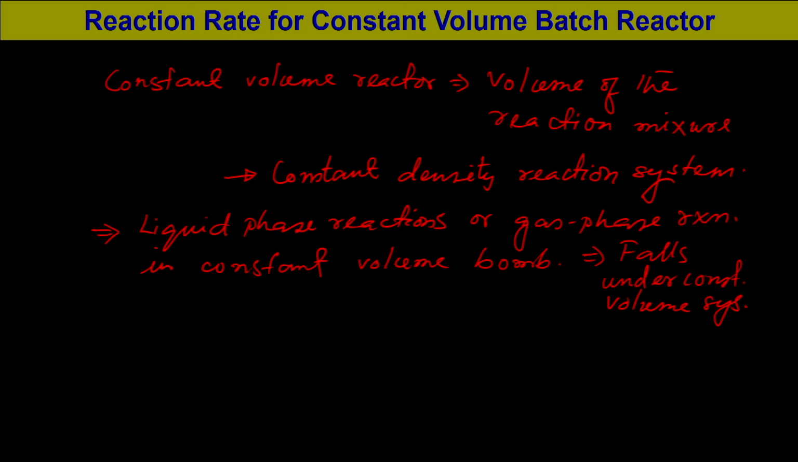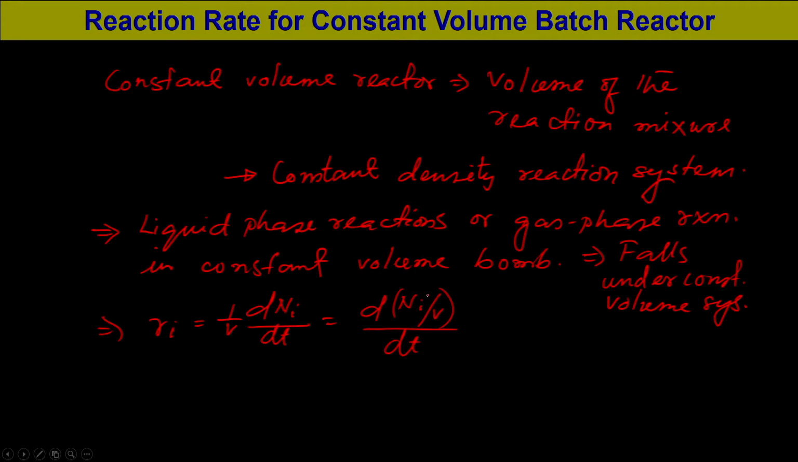Now, for a constant volume reactant i, which is happening in a constant volume reactor, we can write the rate of reaction Ri is equal to 1 by V dNi/dt, which is equal to d(Ni by V)/dt, because volume is constant. So, this we can represent as dCi/dt.